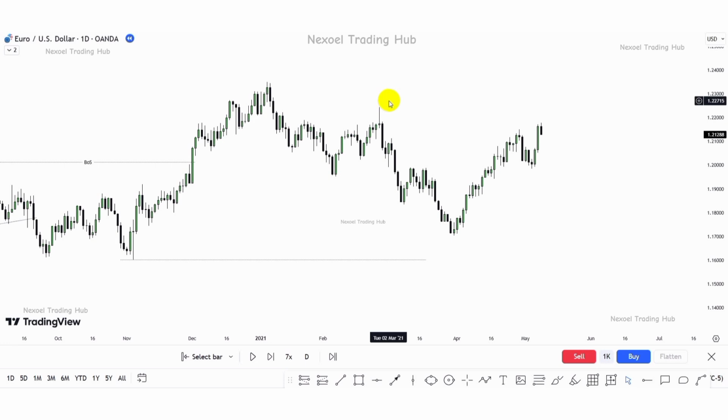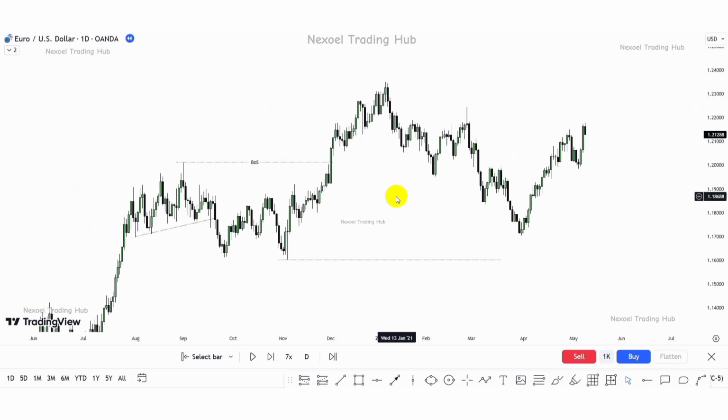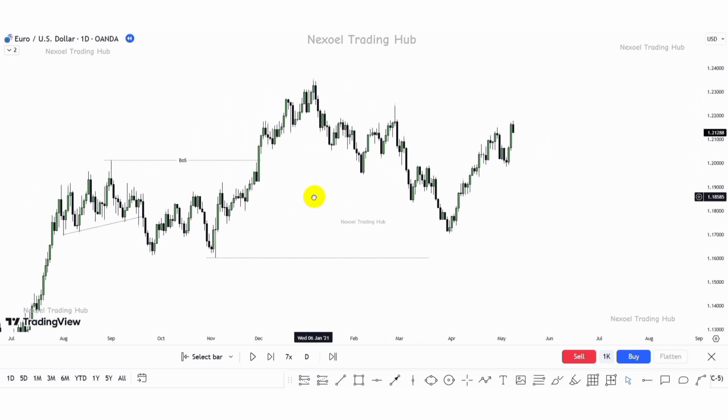So the thing is, there is a lot of information. It's all gradual. You start seeing these things based on how you backtest also.